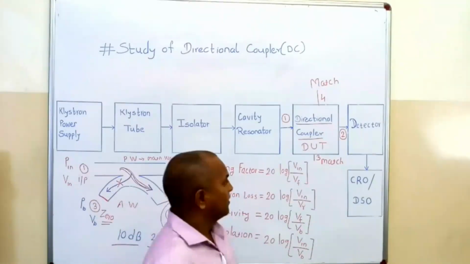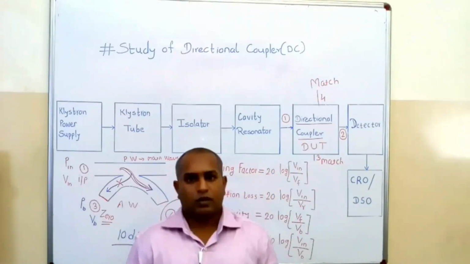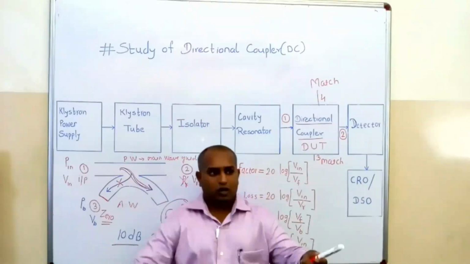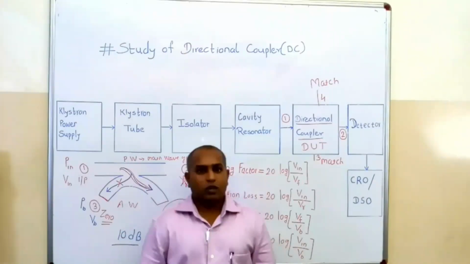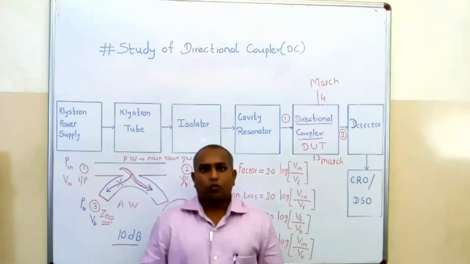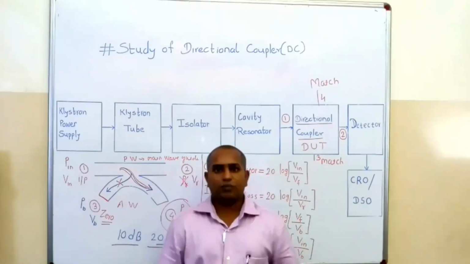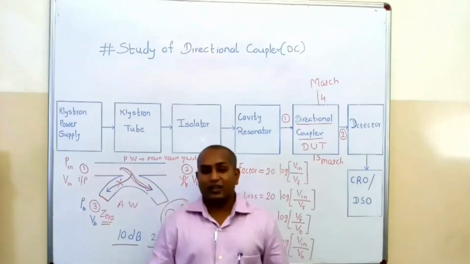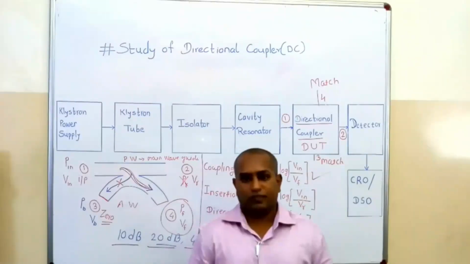So this is a simple theory related to the directional coupler. Now we will check all the parameters in our actual experiment, and we will check in our lab which type of directional coupler we have, like a 10 dB or 20 dB directional coupler. We have two directional couplers in our lab, 10 dB and 20 dB, and by using the calculation we will verify whether it is correct or not.